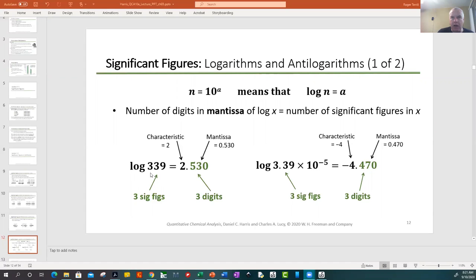So when you take the log of the number, the part of the number that falls to the left of this decimal point does not count as significant figures. Isn't that weird? It doesn't count, right? So the 530 here is needed to produce the full 339, right? It's 5.530 times 10 to the 2, or something like that, right?